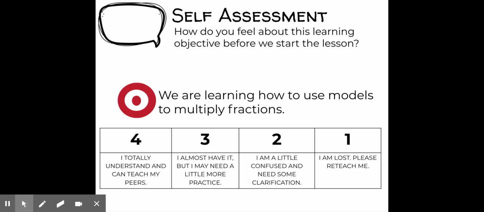Let's take a minute here to think about our self-assessment. How do you feel about this learning objective before we start? Are you at a 4, 3, 2, or 1? Write this down at the top of your scratch paper, and we'll come back to it at the end.